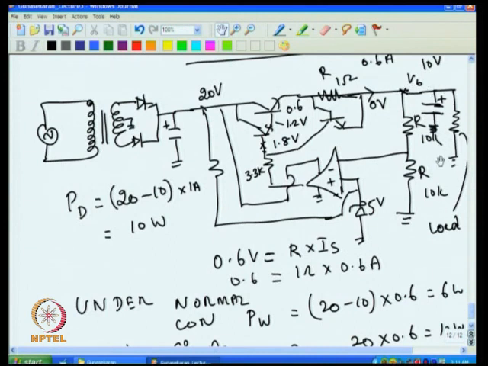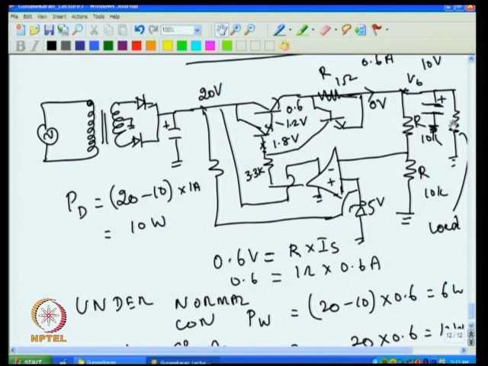When short occurs, I know more heat is dissipated, so one way of reducing the heat would be to reduce the current limit. Don't limit at 0.6 ampere, you limit at much lower than 0.6. For example, when short occurs, I should make sure that the current limiting takes place as soon as 0.3 ampere flows through this. In that case 20 into 0.3 ampere will give me only 6 watt of dissipation.